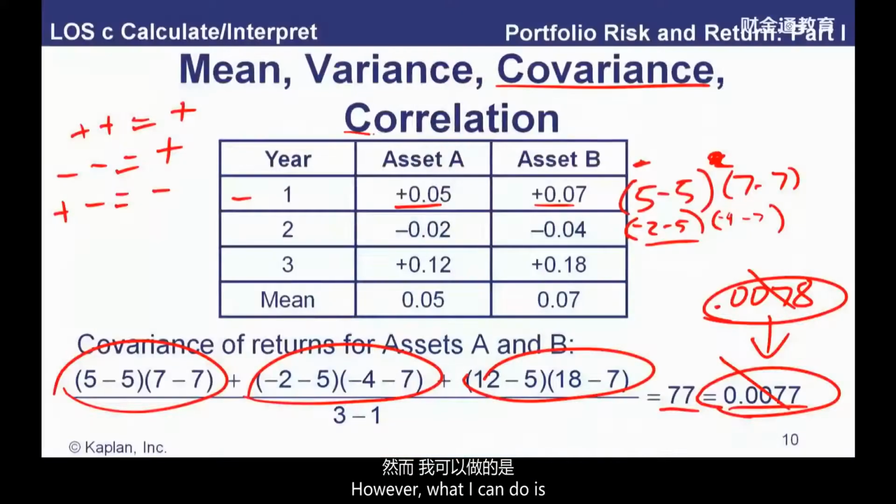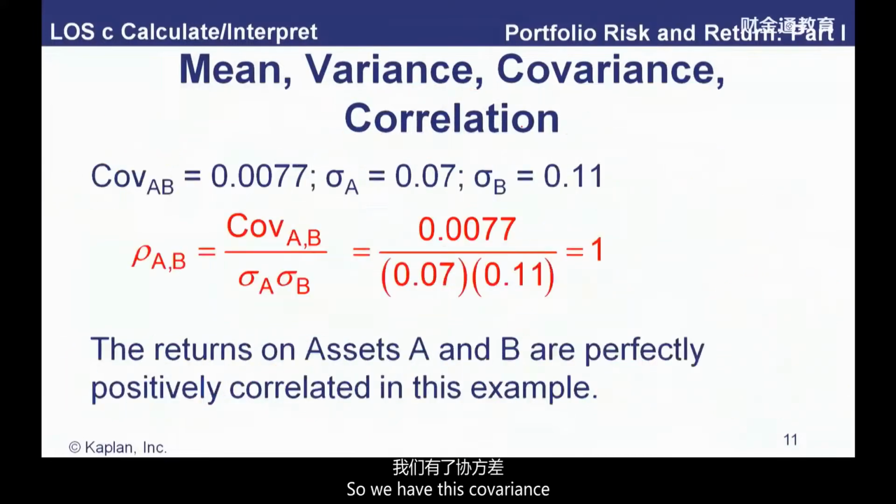However, what I can do is move to correlation. So we have this covariance, which is bounded by positive infinity and negative infinity. It's stated in the units of observation. Okay, well, let's move to correlation, which is directly interpretable because it is unitless, right? And it is bounded by -1 and +1. So this, I think, is a really valuable formula.